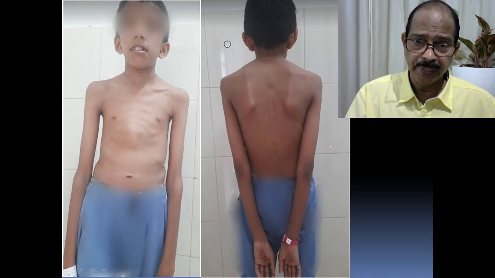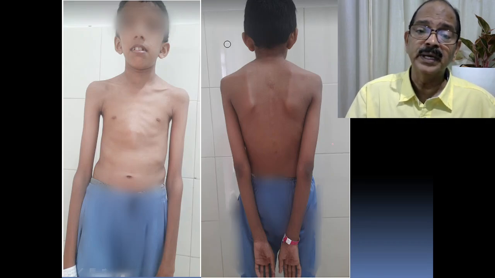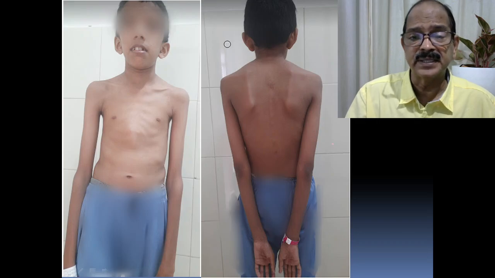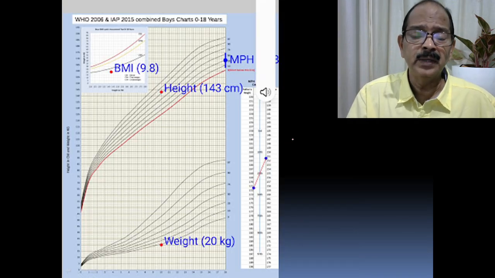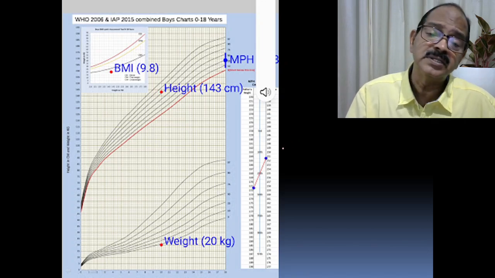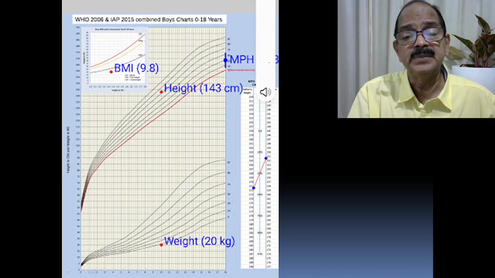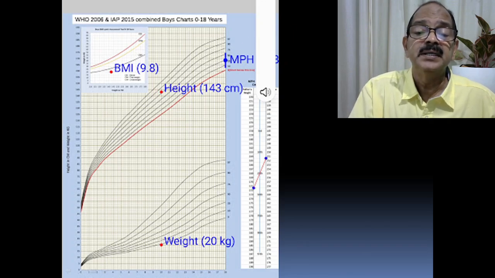So, how to establish clinically that possibility and assess the complications within a short period. The first thing is the anthropometry, how to establish the growth and the pattern which is suggestive of Marfan syndrome. Any growth problem, whether it is underweight, short stature, or tall stature, you need to plot it in the growth chart. So this is the IAP growth chart for boys from 0 to 18. So this is the marking.